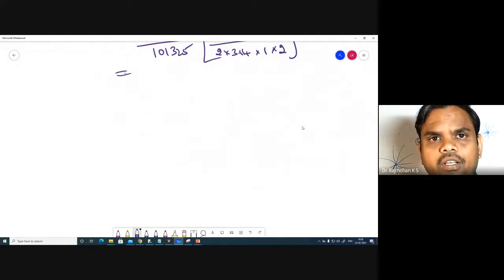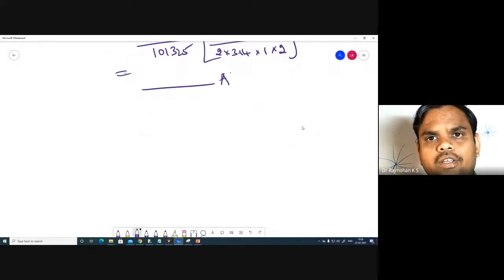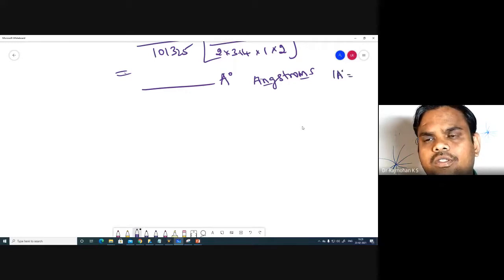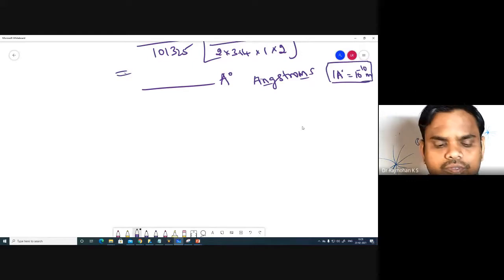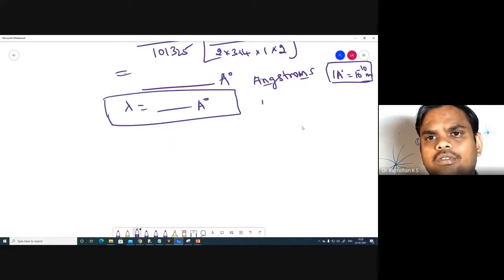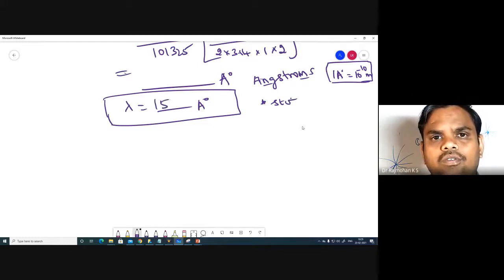So we will be getting a value in the range of angstrom. We know that 1 angstrom is equal to 10 power minus 10 meters. Conversion factor we all know. So once we have this lambda value equal to this much angstrom, please comment your value. Again, it is subject to verification by the learners. So we are getting around 1570 angstroms.